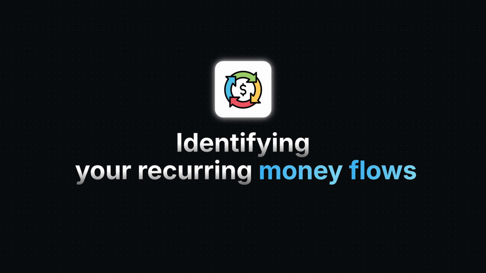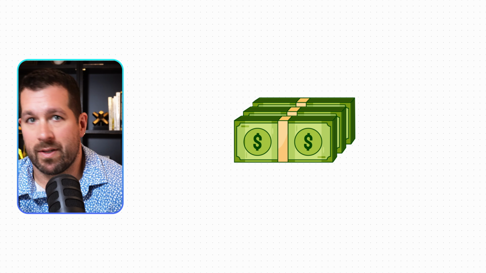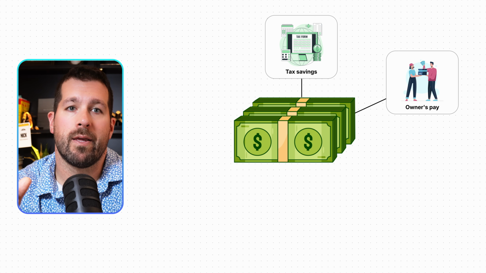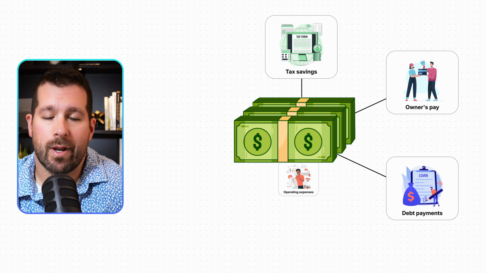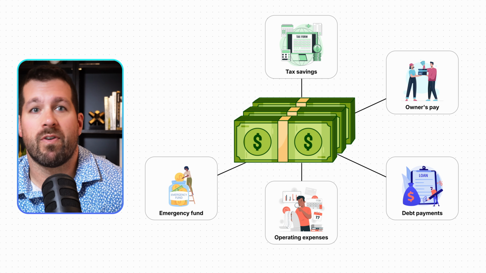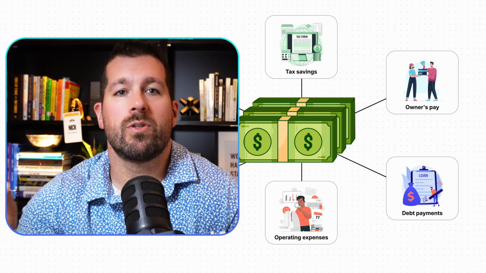And that starts with step one. It's about identifying your recurring money flows. These usually include the revenue allocation, so when money comes in, things like tax savings, your owner's pay, your debt payments, operating expenses, maybe building an emergency fund or a buffer account. All of those key pieces are important when you're starting to operationalize your SOPs for your finances.